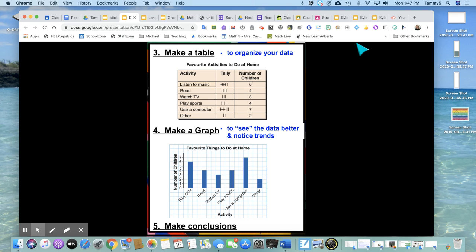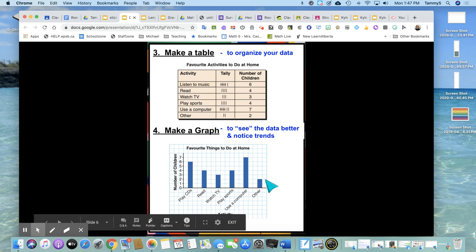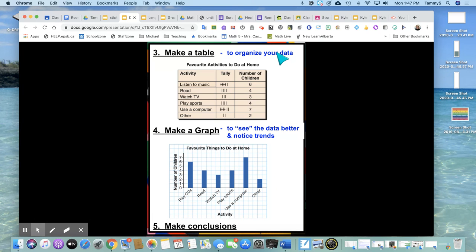So by looking at our graph or our table, but I want you to take a look at our graph because it's going to be a lot easier for you to see this. You could easily see that using the computer was the favorite thing to do at home. So 7 students said that using a computer was their favorite activity. And then you could say, well, the least favorite was something under the other category. All right.